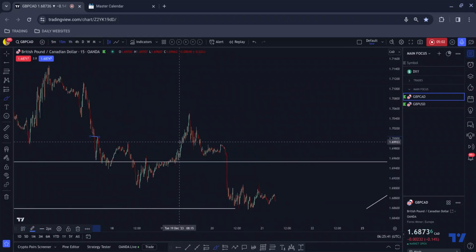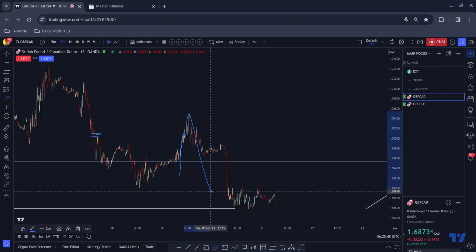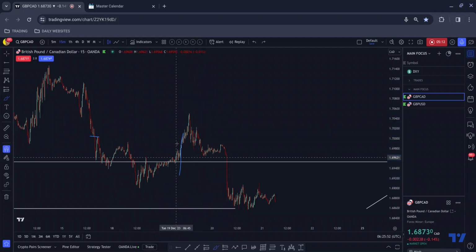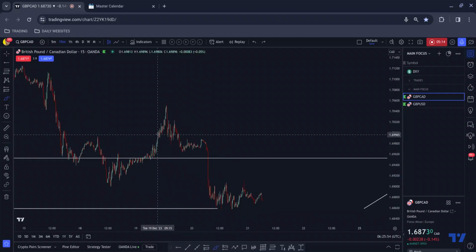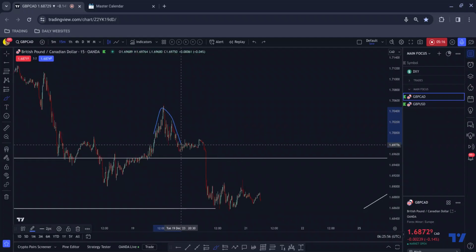I was waiting for a correction. There could potentially have been a lot of liquidity here, which price tapped into and then moved to the downside, and that's what it did. So we didn't get that flag that I was looking for. So the flag was actually me mitigating the risk of price doing what it subsequently did.